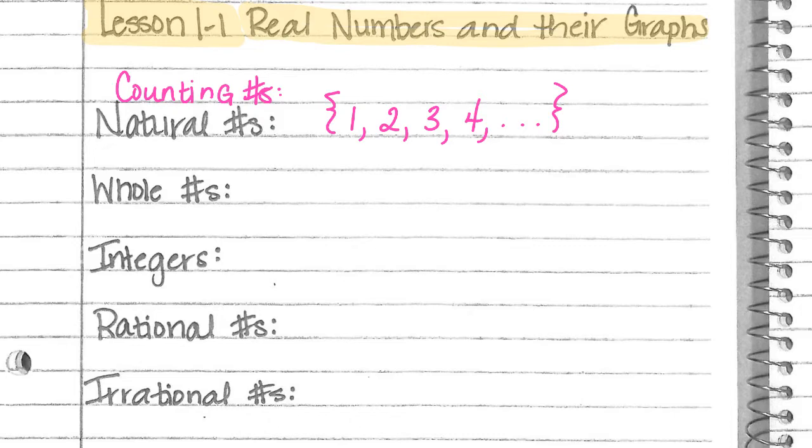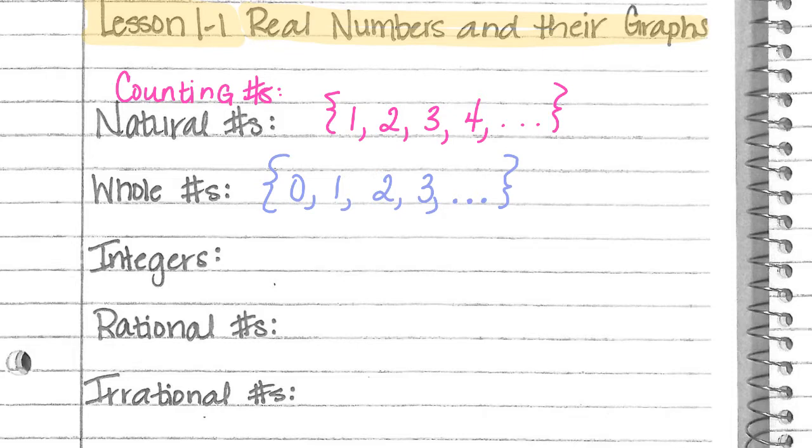Whole numbers are all natural numbers, but there's one number that's included, and that's the number 0. So notice that all natural numbers are whole numbers, but not all whole numbers are natural numbers. There's a perfect SAT question. We see questions like that all the time.